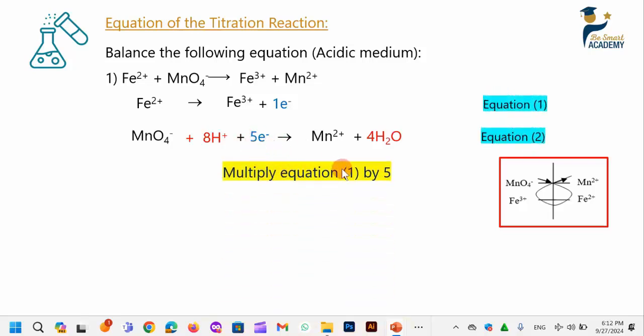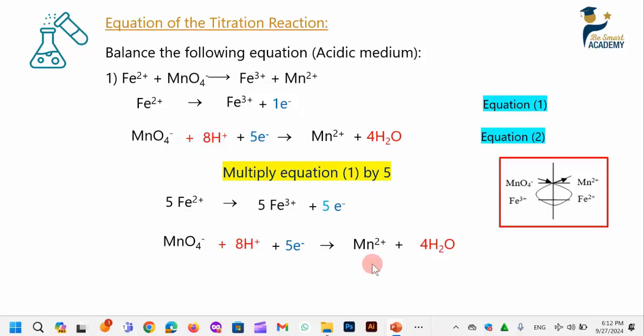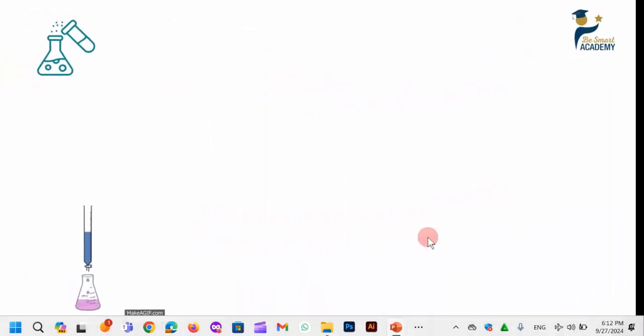We multiply equation 1 by 5 to have equal numbers of electrons, so 5 and 5 electrons. The second equation we write as it is. 5 electrons with 5 electrons will be cancelled, so the overall equation will be 5 Fe2 plus MnO4 minus plus 8 H plus. It will give 5 Fe3 plus Mn2 plus 4 water.